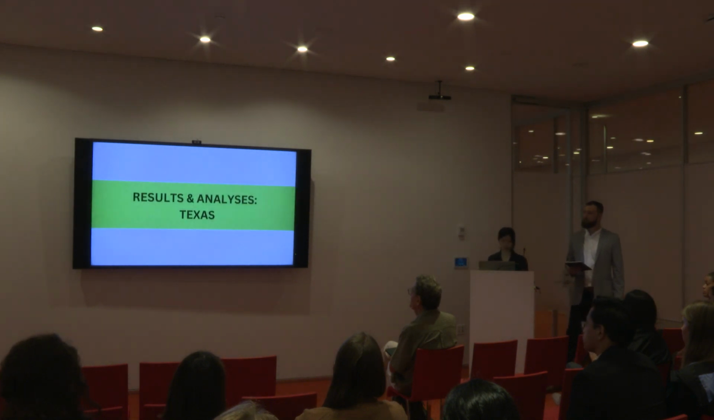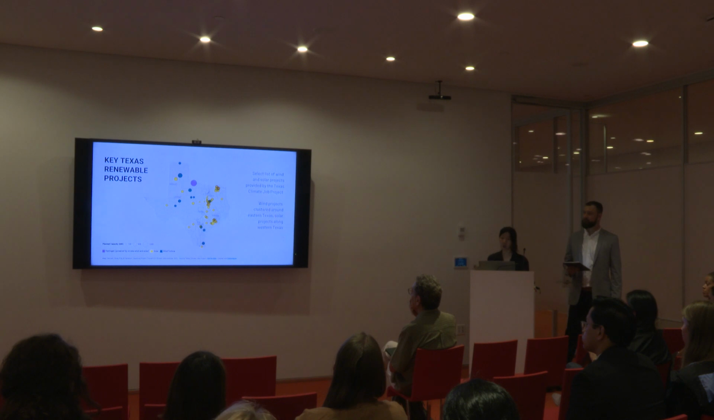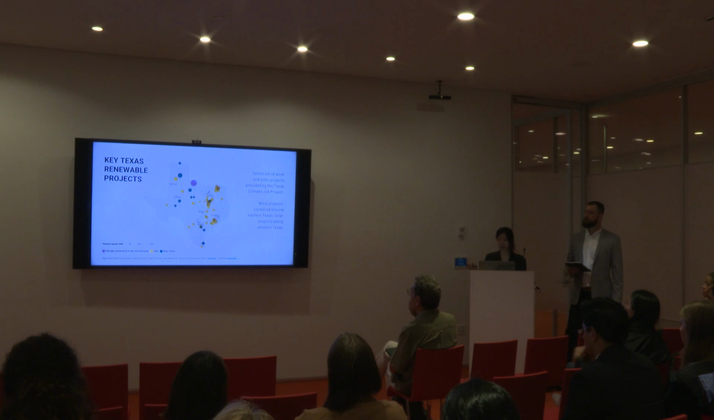Which brings us to Texas. So this is a map of the key renewable projects in Texas. And this was provided to us by the Climate Jobs Institute and their partnership with the Texas Climate Jobs Project. So, general patterns, there's not too much to say here, but you can see maybe there's a lot of solar project clusters that are outside of the major cities, kind of on the west side. There's one really big hydrogen project.